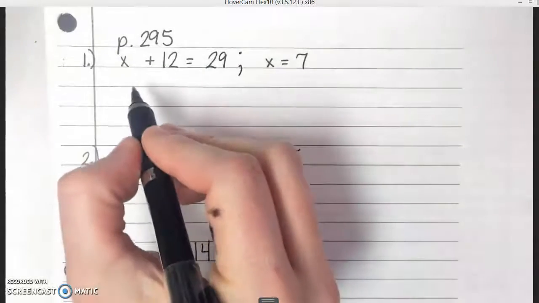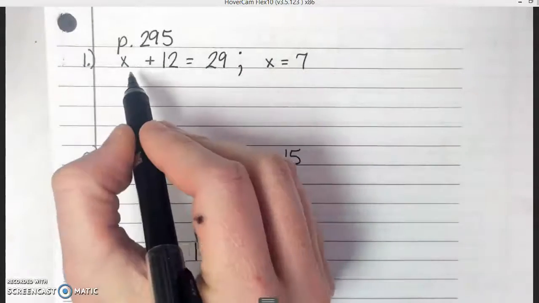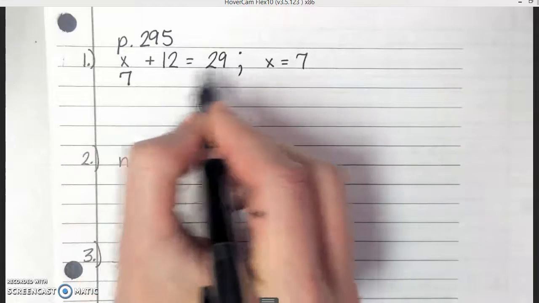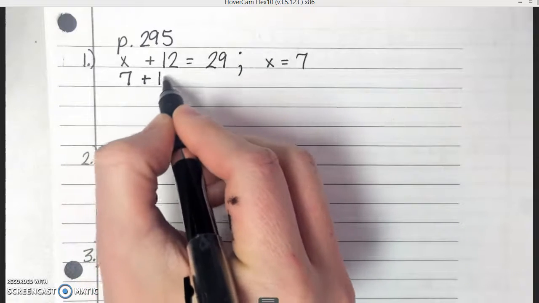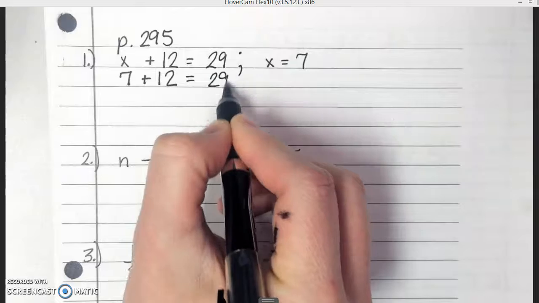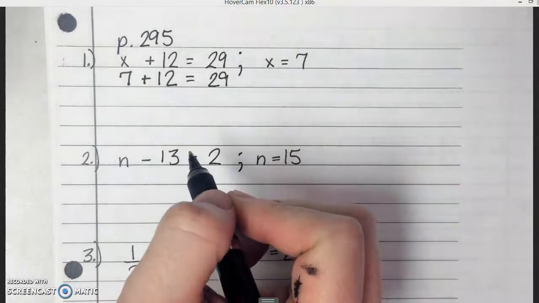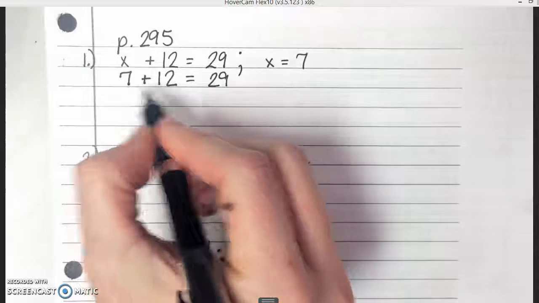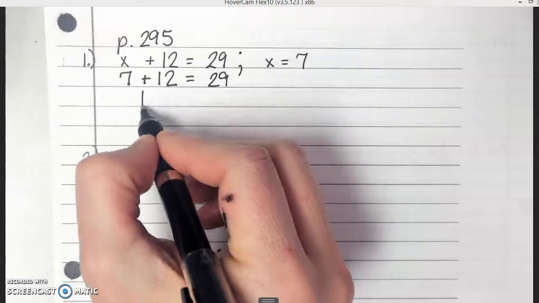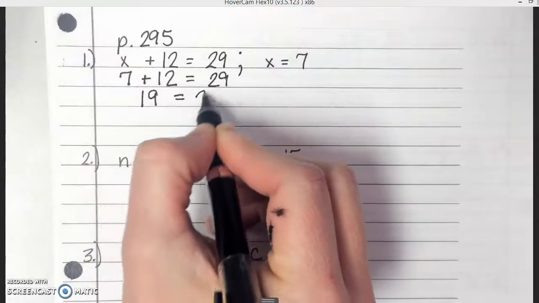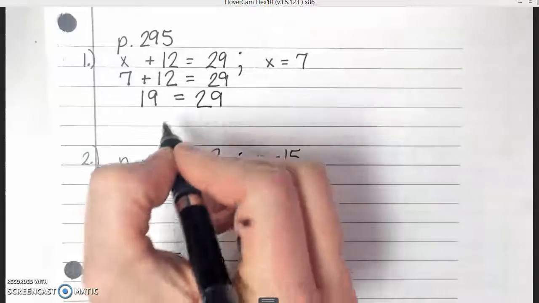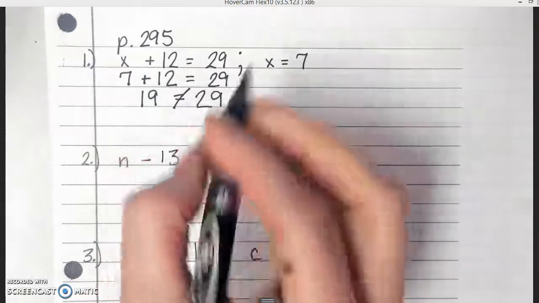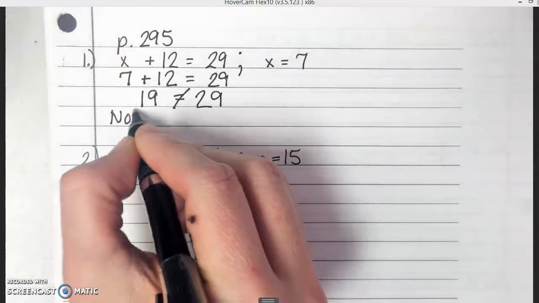Okay, so for number 1, we've got to see if 7 is the solution. So we're going to rewrite, underneath x, we're putting 7, and we're rewriting the rest. So 7 plus 12 equals 29. Then 7 plus 12 is 19. Is 19 equal to 29? No. So this is not a solution.